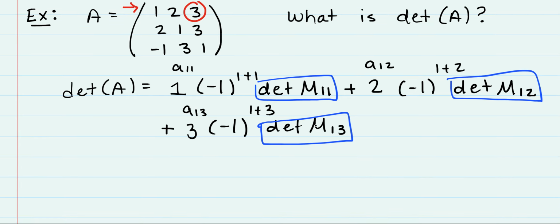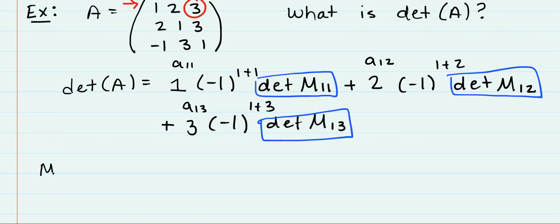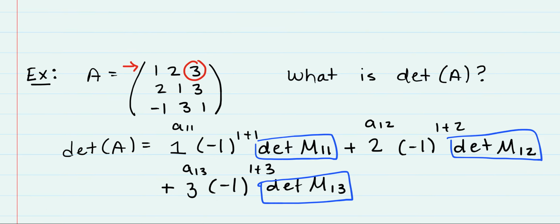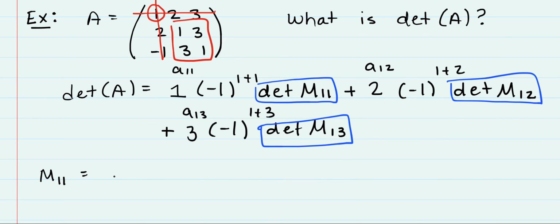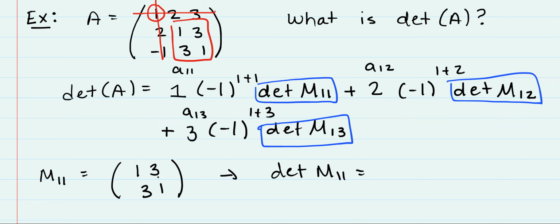Let's start with M11. Remember, here's A11. We delete the row and the column, and this matrix will be M11. Then the determinant of this, remember you make an X, so it's 1 times 1 minus 3 times 3, which is 1 minus 9, which is negative 8. So I'm going to erase this and put negative 8.